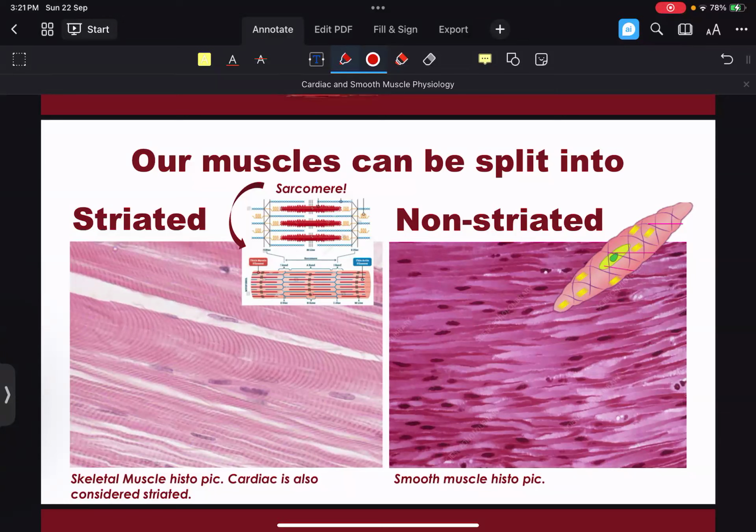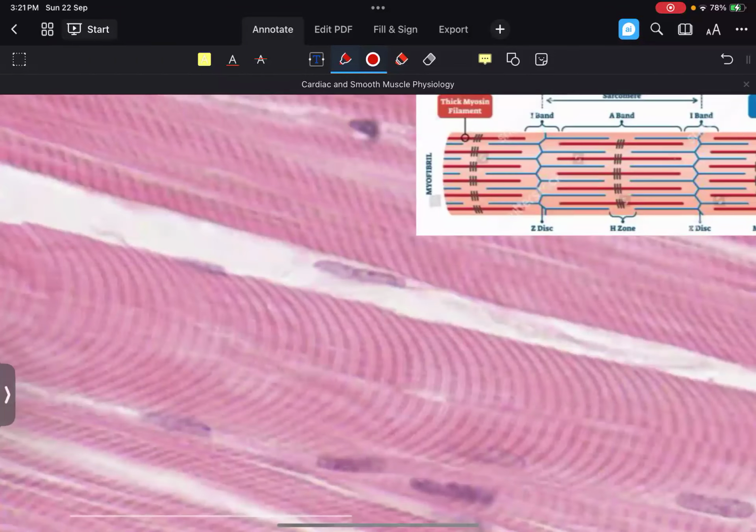Why do we separate them into those two groups? This is because the striated muscles have a structure called the sarcomere. The sarcomere is basically a very specific arrangement for the contractile apparatus of your muscles. Smooth, skeletal, and cardiac muscles all have this contractile apparatus, but only your skeletal and cardiac muscles have them arranged into sarcomeres. The sarcomere is what gives the histological appearance of a dark band and then a light band.